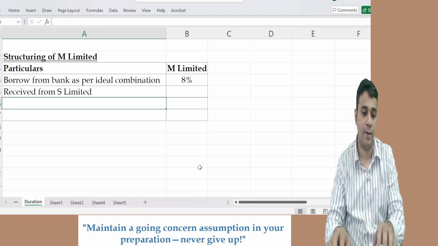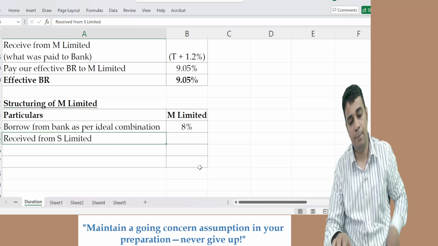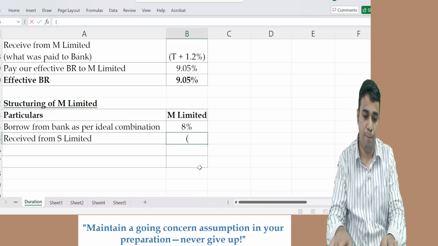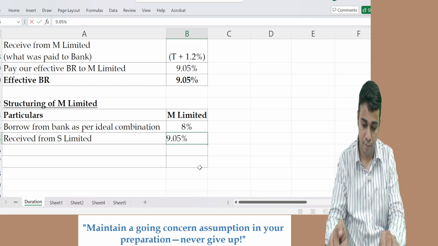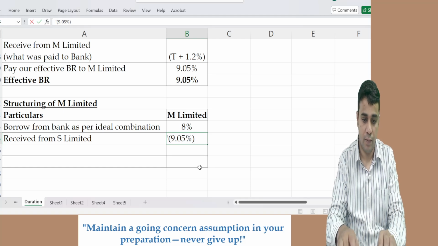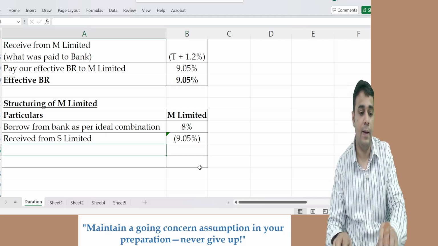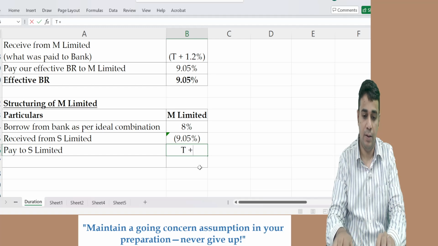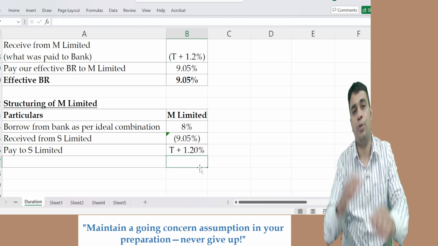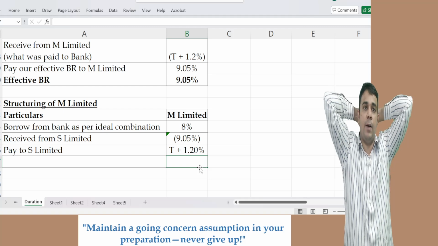Copy paste from the earlier number. Receive from S Limited. What are we going to receive? 9.05% is our inflow. So net net I have an inflow of 1.05 as of now. Inflow, no outflow here as of now. Net net. Pay to S Limited. Copy paste. T plus 1.2. Put a total of this. T plus 1.2.